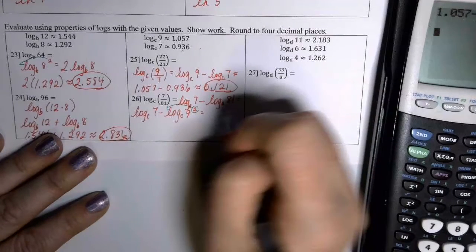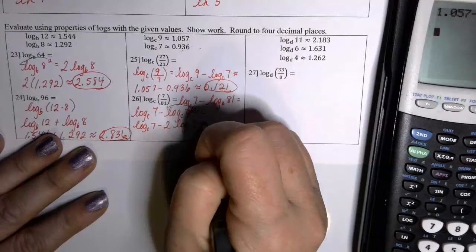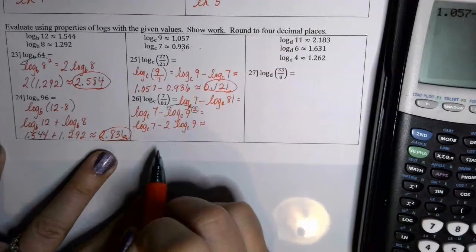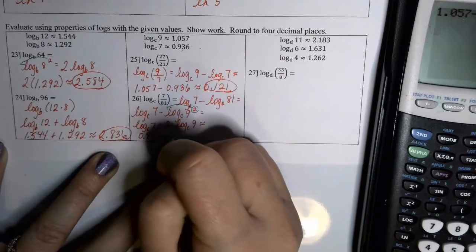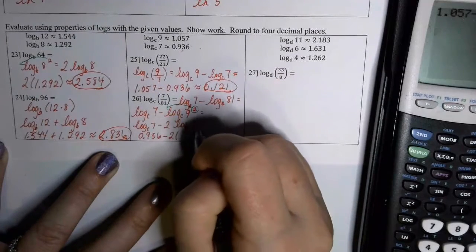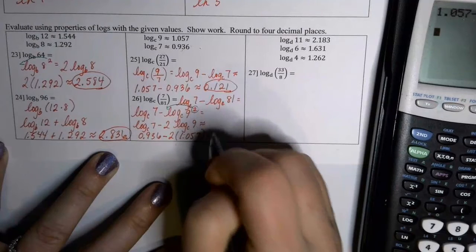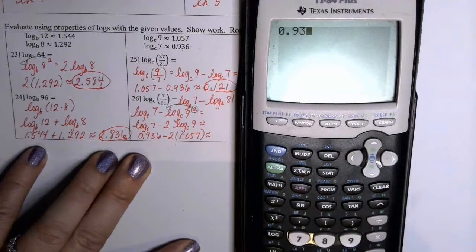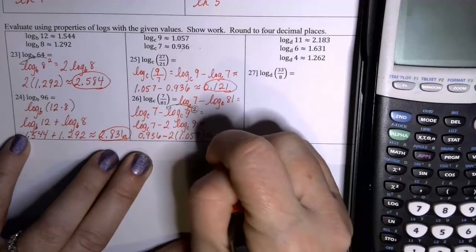So then we would have the log base C of 7 minus 2 times the log base C of 9, and then we can substitute in our expressions that were given. So log base C of 7 is 0.936 minus 2 times the log base C of 9, which is 1.057. And then we can put that in the calculator. So 0.936 minus 2 times 1.057 is negative 1.178.